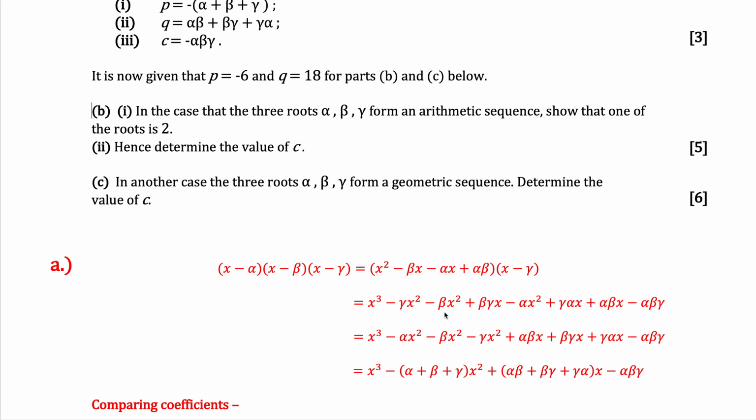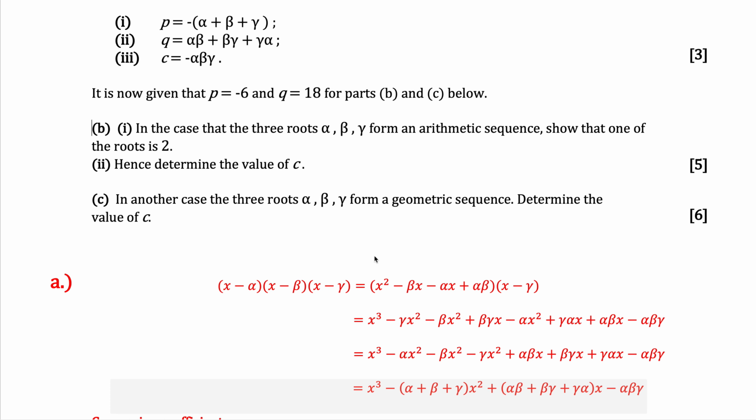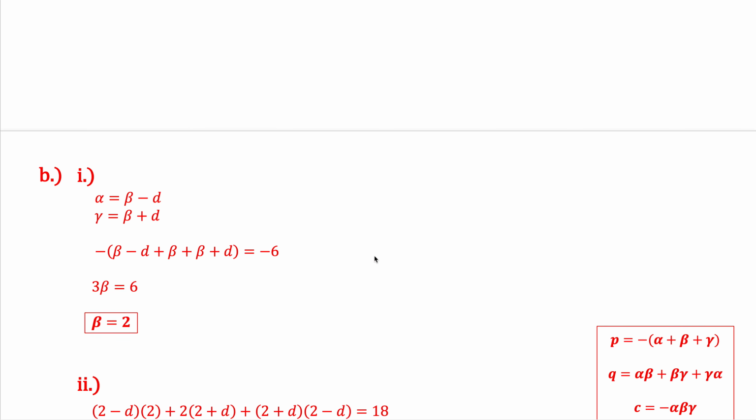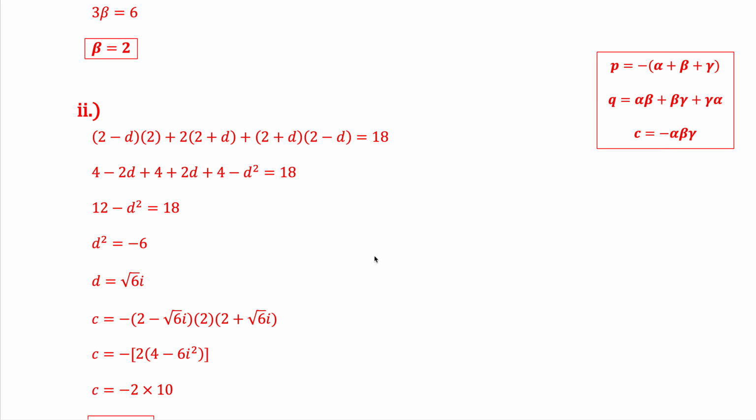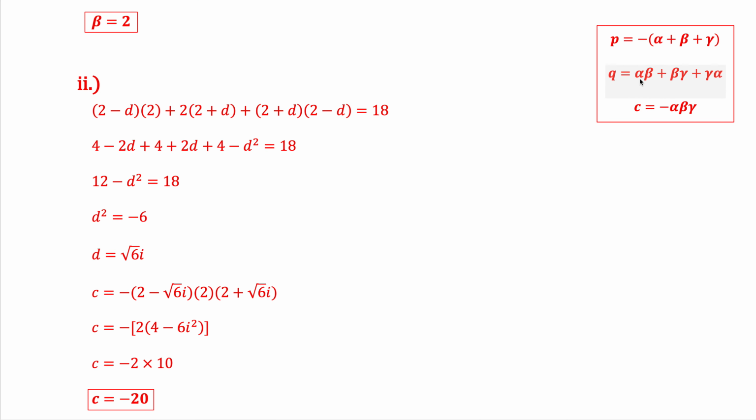Now for the second part, hence determine the value of c. So for the second part, what we can do is we can use this relationship now where we know q is equal to 18 and beta is equal to 2. So we can write alpha beta, which is 2 minus d times 2, plus beta times gamma, which is 2 times 2 plus d, plus gamma times alpha, which is 2 plus d times 2 minus d. This is equal to 18 as told in the question.